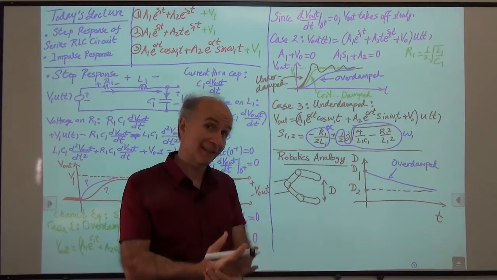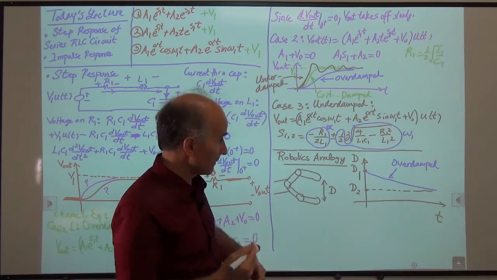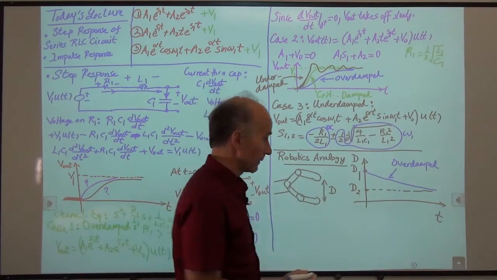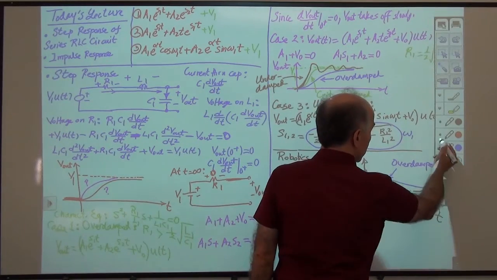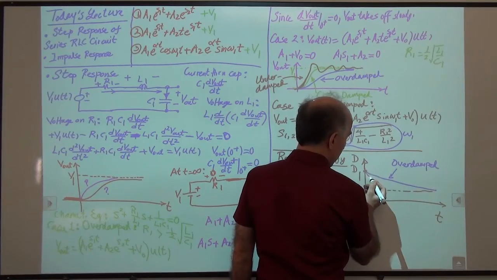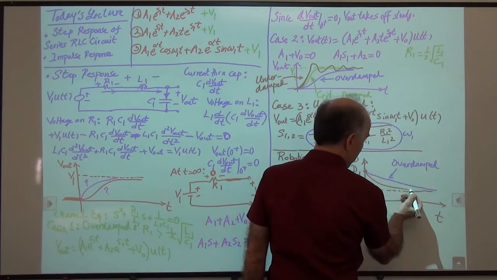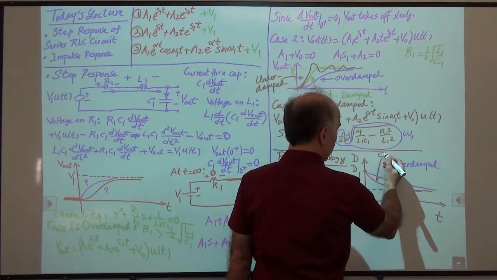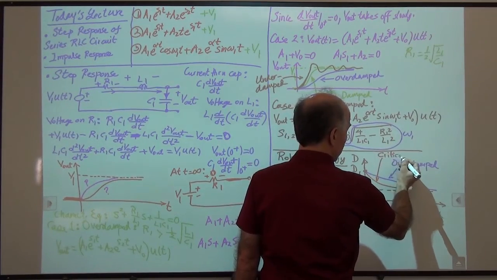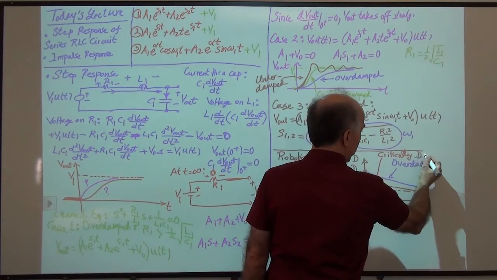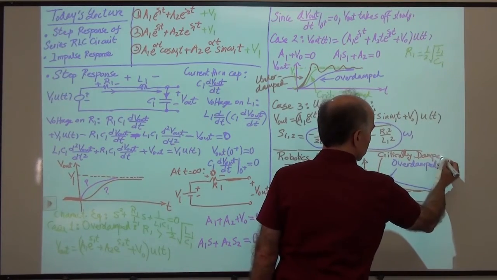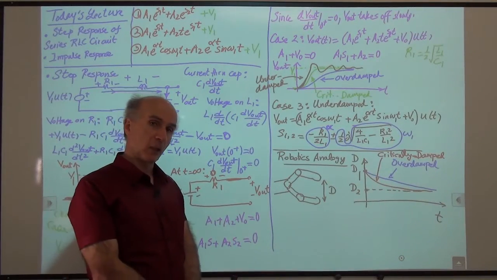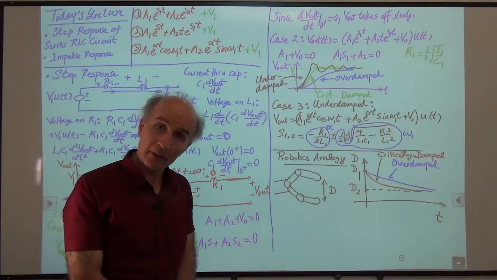Now, how about a critically damped response? A critically damped response allows D to go from D1 to D2 in optimal time. So it will be something like this. It starts from here and quickly approaches D2. So this is critically damped. All right?